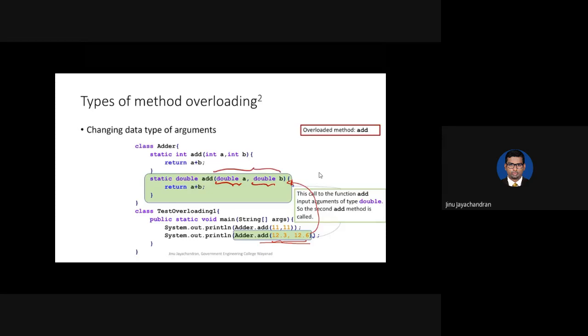Okay, so even though the number of input arguments is the same, by just changing the data type of the input arguments, you will be able to do method overloading. The parameters, these two are int and these two are double; if it is double and int, it is still method overloading.